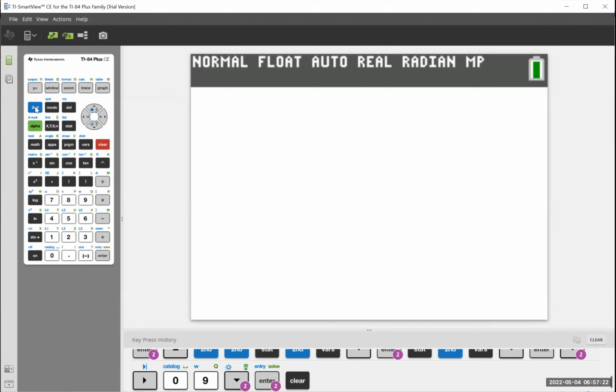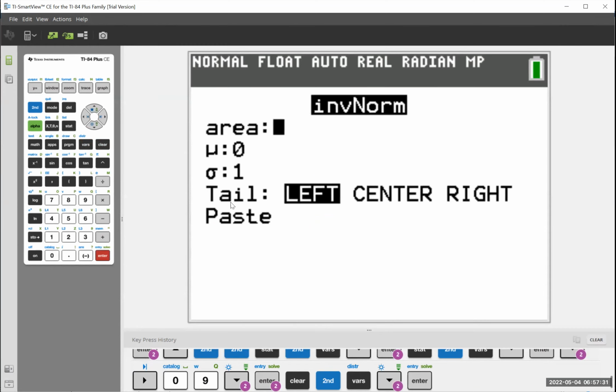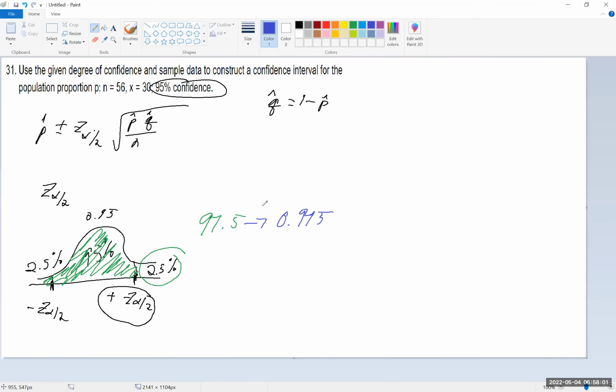And we're going to go to a distribution. And we're going to go to inverse normal because that's going to allow me to give a 0.975. And the mu is 0, sigma is 1, leave that alone. Okay. And that gives me a 1.96. Okay, let me go back. So this is going to be 1.96.